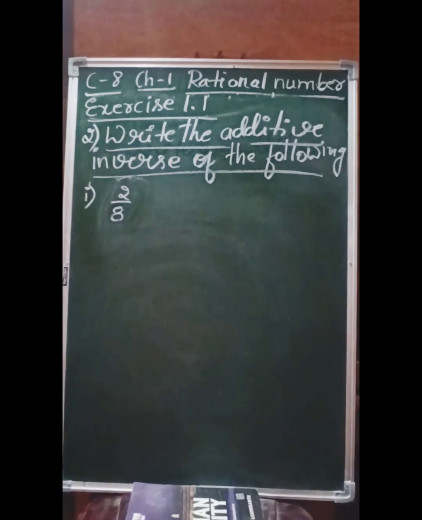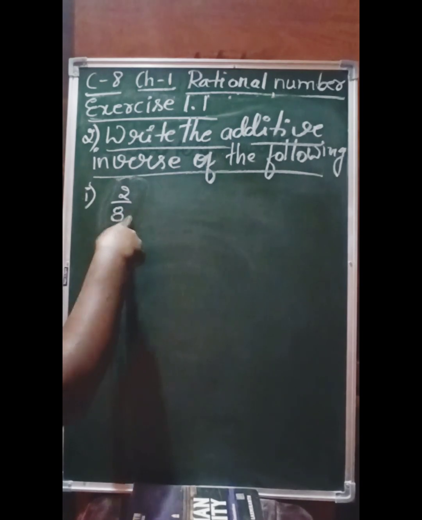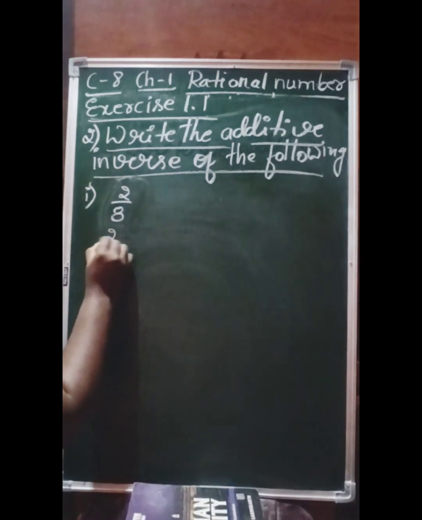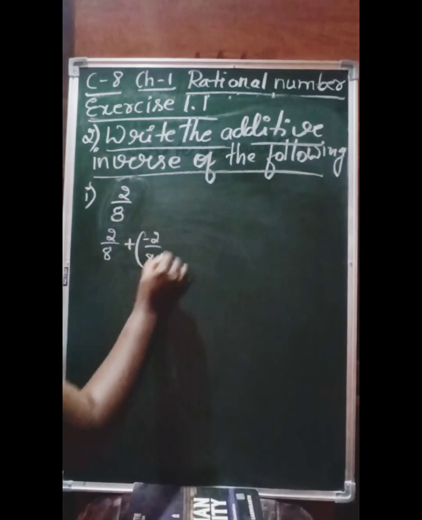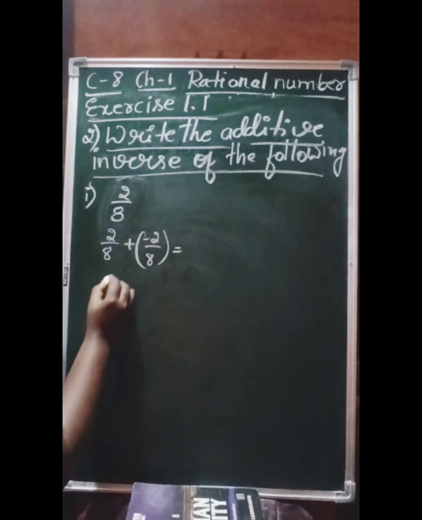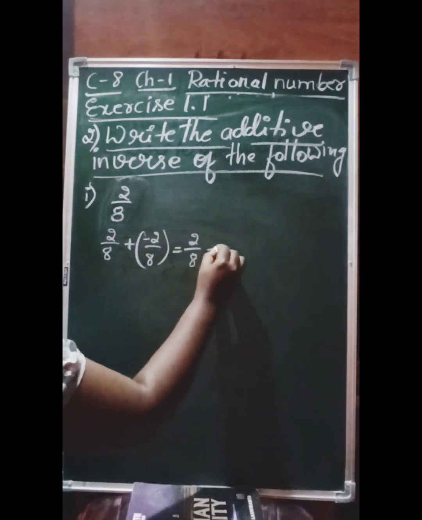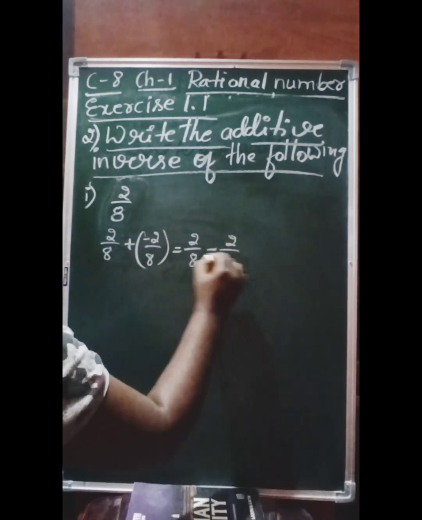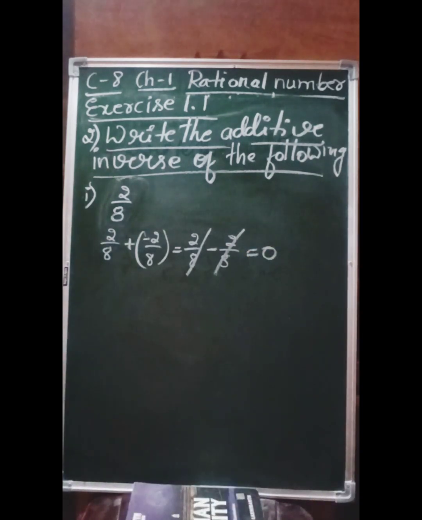So the first question they given is 2 by 8. As I told you, if they given in positive, you consider negative. That is 2 by 8 plus minus 2 by 8 you have to consider, so that this will give you 2 by 8 plus into minus 2 by 8. So plus 2 by 8 minus 2 by 8 will cancel. So you will get 0. Means what? Minus 2 by 8 is the additive inverse of 2 by 8.